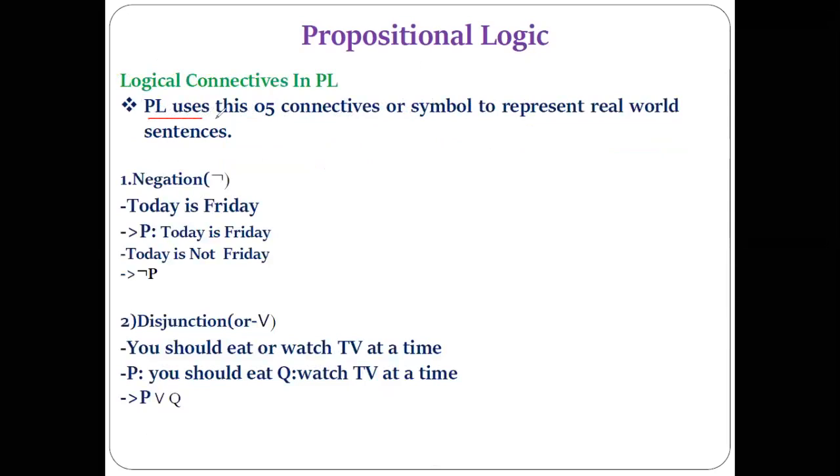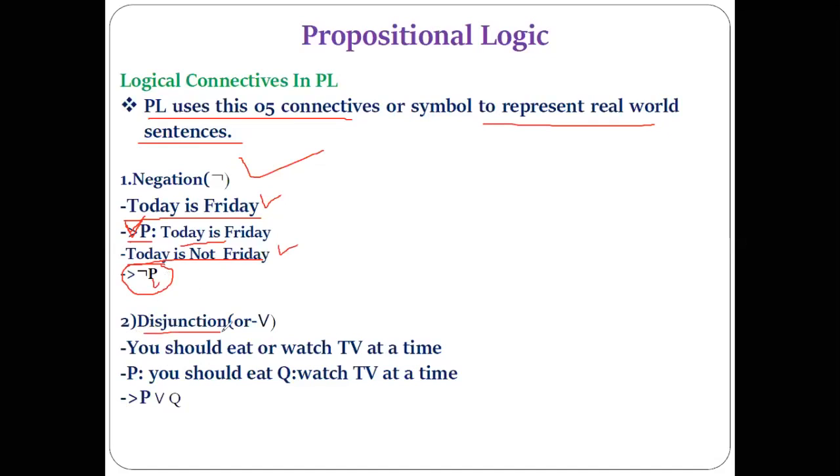As you know, propositional logic uses the 5 connectives to represent real world sentences. In that, first we have the negation. Suppose I say that today is Friday. This can be represented with the help of the propositional symbol P, and the semantic of this propositional symbol is: today is Friday. If you want to say that today is not Friday, then this can be represented with the help of the negation symbol followed by the propositional symbol.